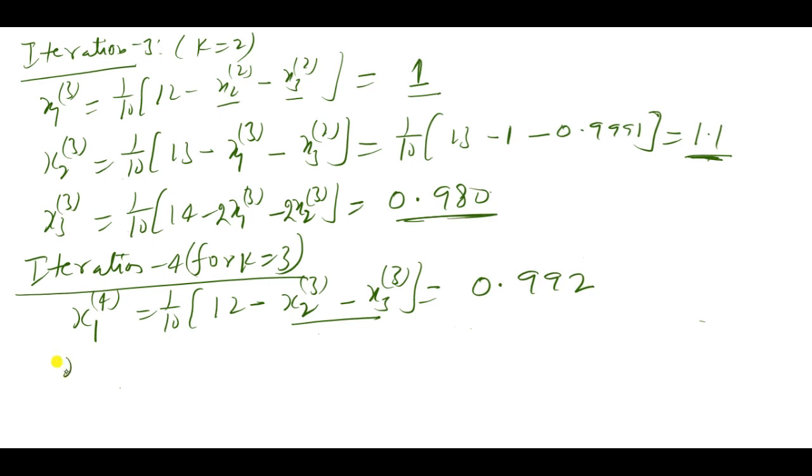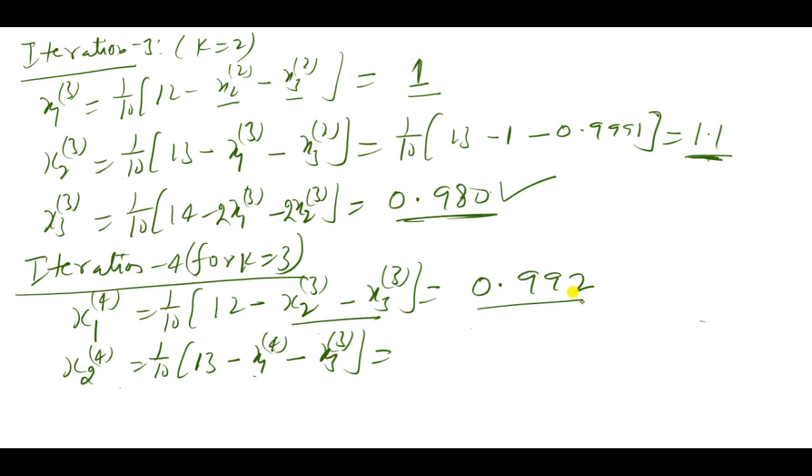0.992. Now put k is equal to 3 in equation 2, then x2^(4) is equal to 1 by 10 (13 minus x1^(4) minus x3^(3)), and x3^(3) is 0.980 and x1^(4) is 0.992. Substitute both values in this expression and simplify with the help of the calculator, then this value is 1.11.